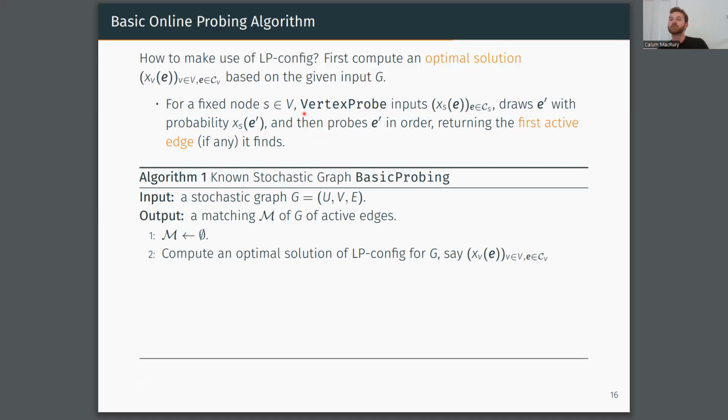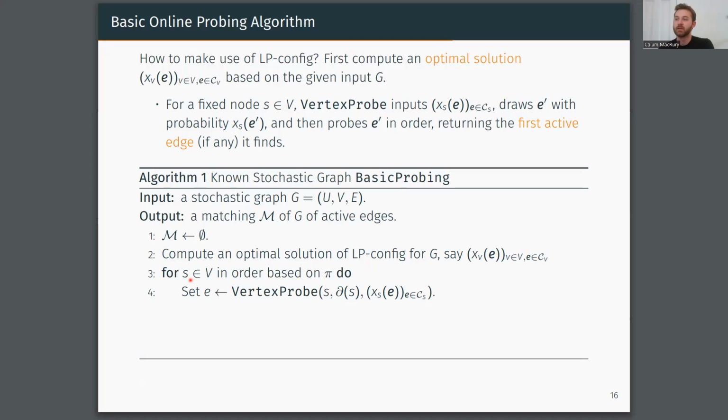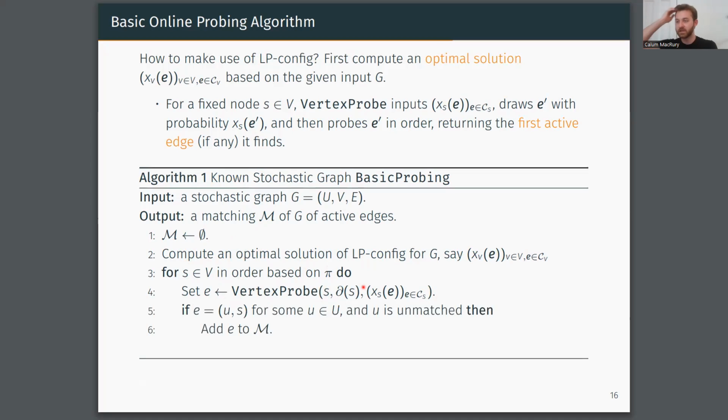Based on this subroutine, here's the natural algorithm which we'll call basic probing. You input a stochastic graph, and you output a matching of active edges. You first compute a solution to LP config. Then we process the online vertices in the order pi. When a vertex arrives, we execute vertex probe as described above. This is going to potentially return an edge, and we'll just match it to the corresponding offline node if possible.